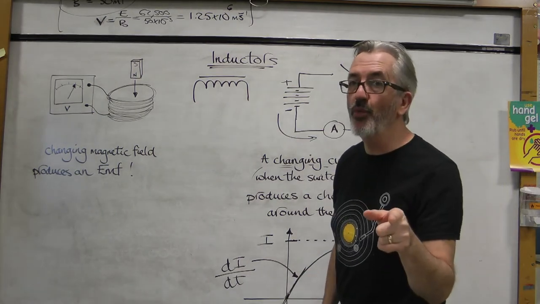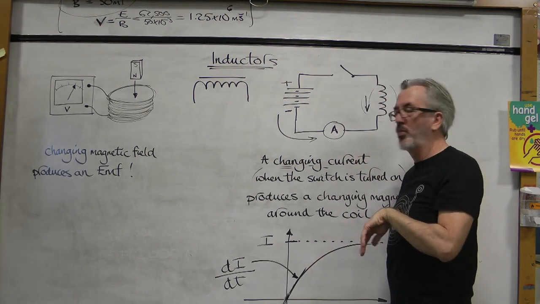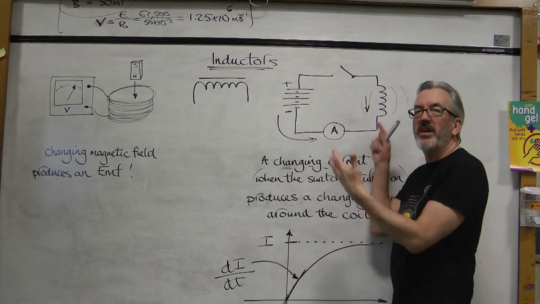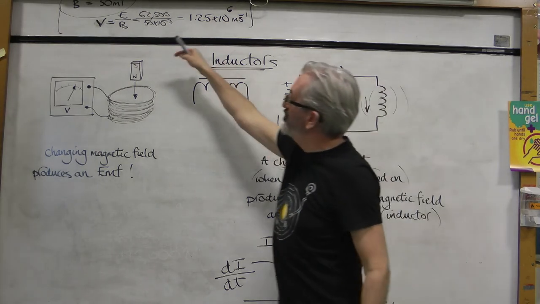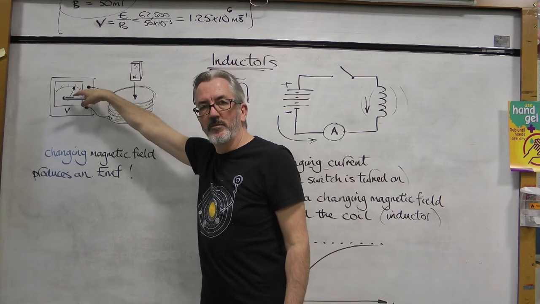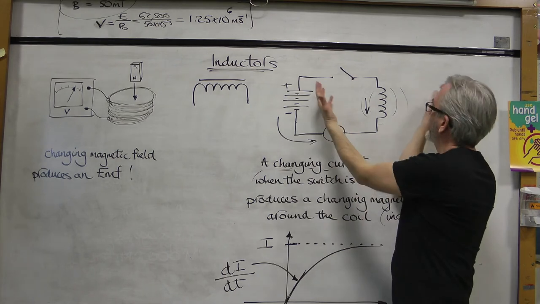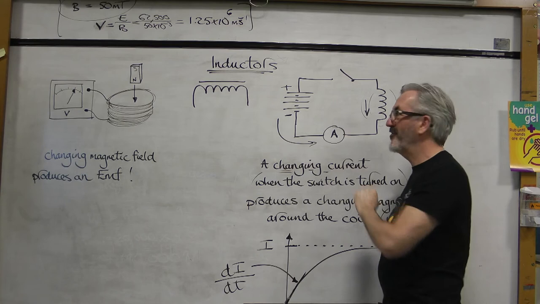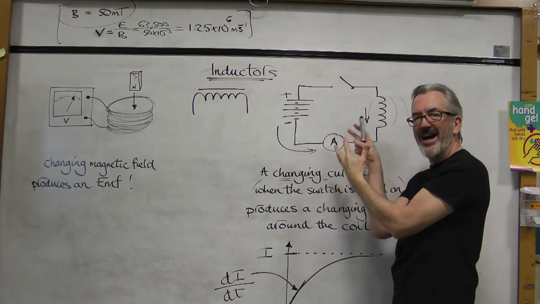What happens when we open the switch though? If we then open that switch, what happens to that magnetic field? That magnetic field will very quickly collapse, and the magnetic field will change. A changing magnetic field induces an EMF. So therefore, as soon as you turn that circuit off, that collapsing magnetic field will produce an EMF that keeps that current flowing until the field has collapsed.